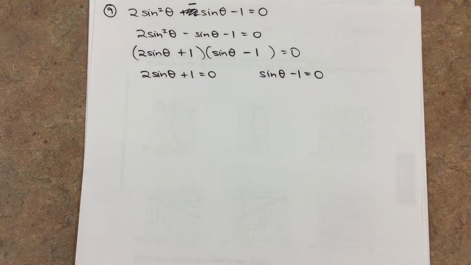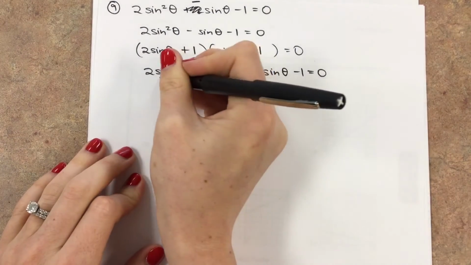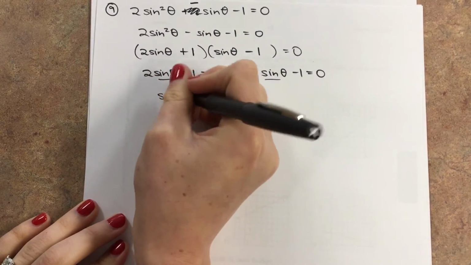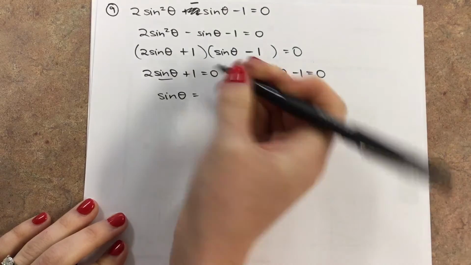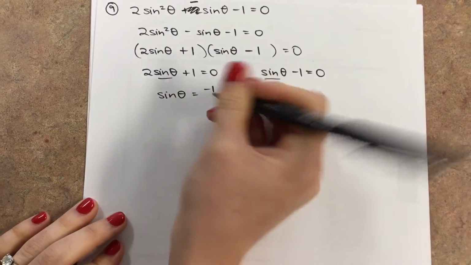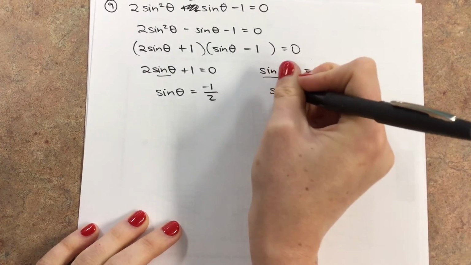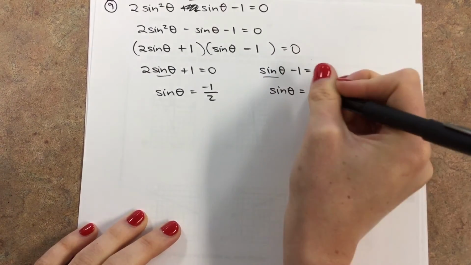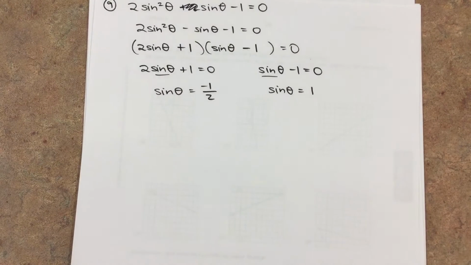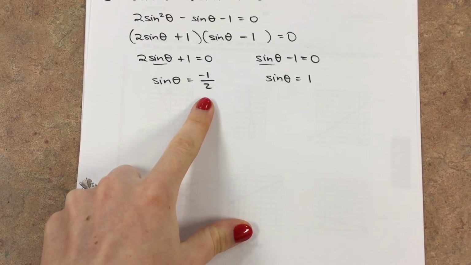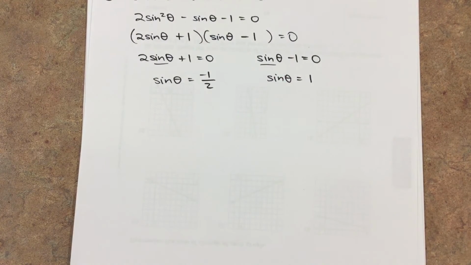Like that. And then we do whatever we need to get the sine part by itself. Okay, so here, if we want the sine part by itself, we would do that by subtracting this 1 and then dividing both sides by this 2. So we get that. And then the second one, we get sine by itself by just adding this 1 to both sides. So these are the values that we're looking for on the unit circle. We want any values of sine that are equal to negative 1/2, and we want any values of sine that are equal to 1. So when we're looking on the unit circle, remember y goes with our sine values.